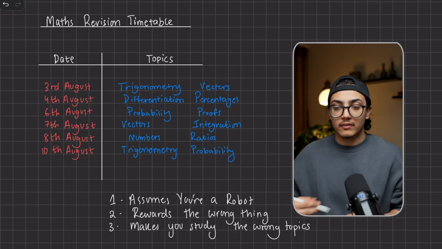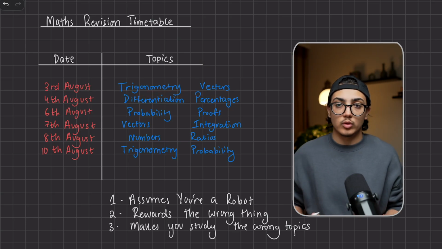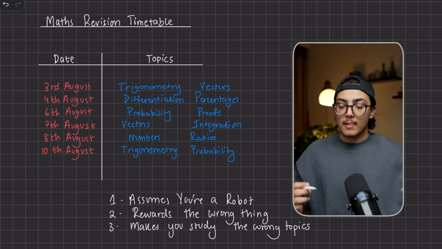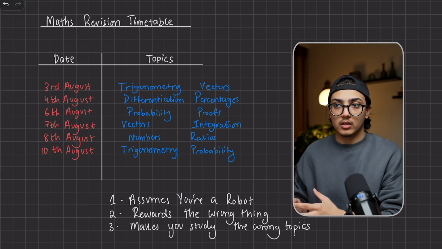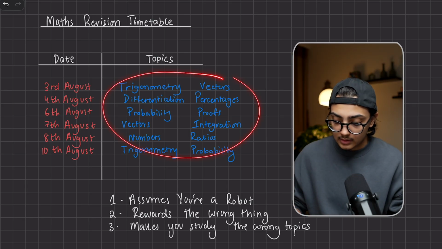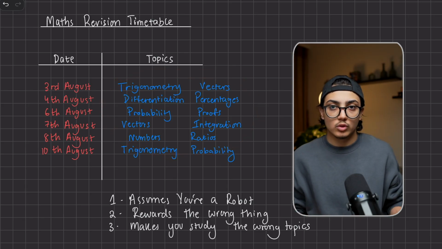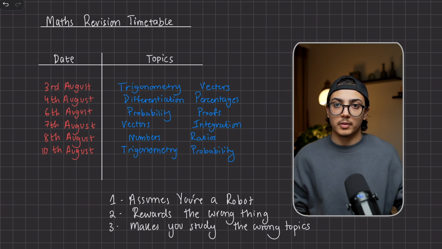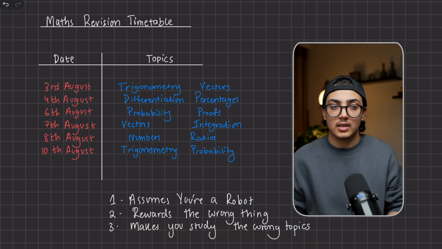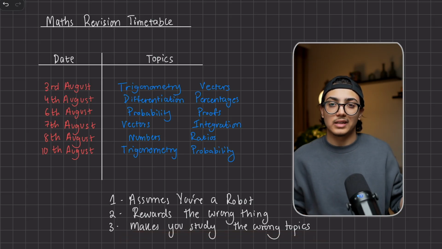It just focuses on giving every single topic attention equally, which is not how it's supposed to be. If you're struggling on a topic, you're supposed to focus more on it. And if you're good at a topic, then you're supposed to not focus on it as much as you would on other stuff. But this timetable just assumes that you're going to be giving equal amount of time to every single topic, which is completely wrong, and that is just going to make you study the wrong topics and not really help you when it comes to getting a better grade.